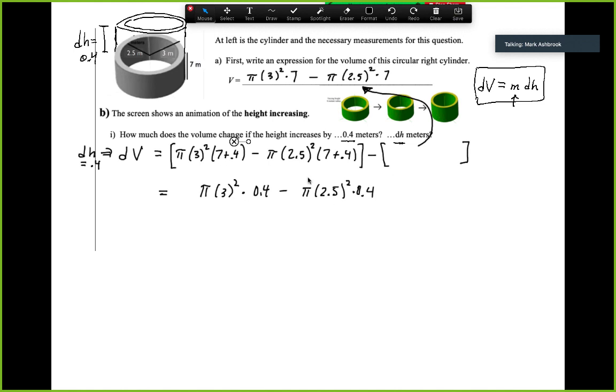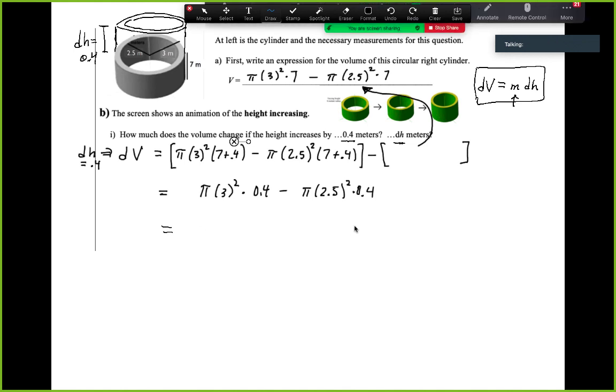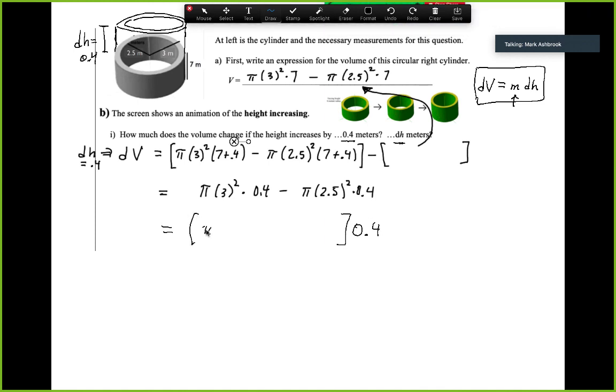But this one's a lot easier to work with, right? Because I got all this stuff in here and I had to simplify. So I'm just going to go right to this one. So this is the change in volume. It's how much volume of this new cylinder that I sat on top of the old one. And what are we trying to get this to look like? We're trying to get it to look like dV equals m dh, right? We're almost there. Where's the dh in here? 0.4. I can factor it out. It's in both. And what's left? Pi times 3 squared minus pi times 2.5 squared. And that equals dV. And this is dh.